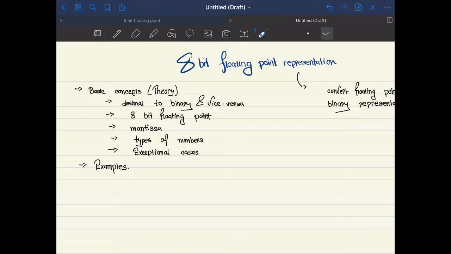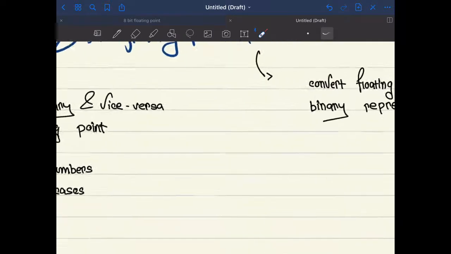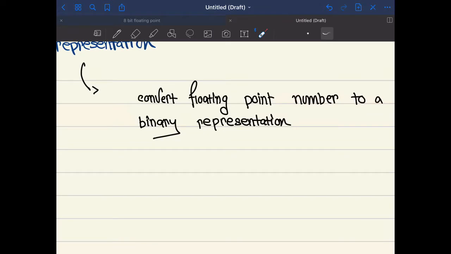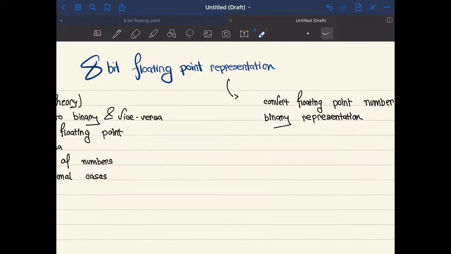Today we'll be discussing something a little bit different, which is the 8-bit floating point representation. And why would we learn this? This floating point representation helps us convert any floating point number to a binary representation. The higher the bit number, the more accurate the representation would be.